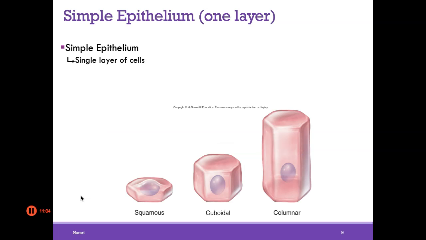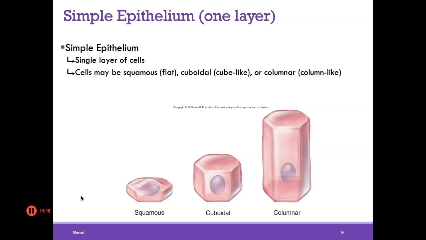So let's talk about simple epithelium first. Simple epithelium is tissue that has one layer of cells. So simple means one layer, right? Single layer of cells. The cells may be squamous, may be flat-shaped. They may be cuboidal, almost like cube-shaped, or they may be columnar, which are column-like. Simple epithelium is important in places where rapid diffusion, secretion, or filtration occur. So we want only one layer of cells when we want things to pass through quickly, right?